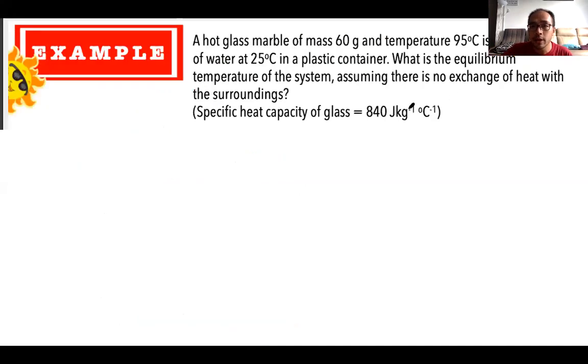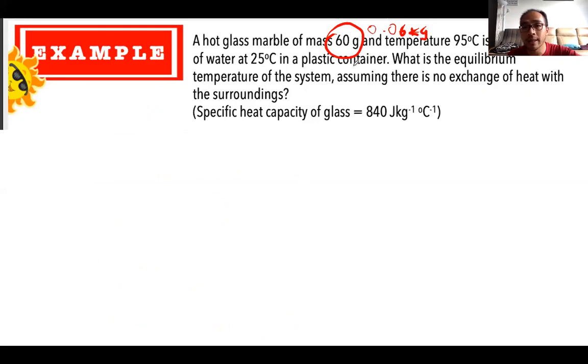Alright, second question. A hot glass marble of 60 grams and temperature 95 degrees Celsius is added to 200 grams. Okay, let's stop here for a while. First of all, I want you to change this. We don't use grams over here. Let's use kilograms. So this would be 0.2 kilograms. 60 grams would be 0.06 kilograms.